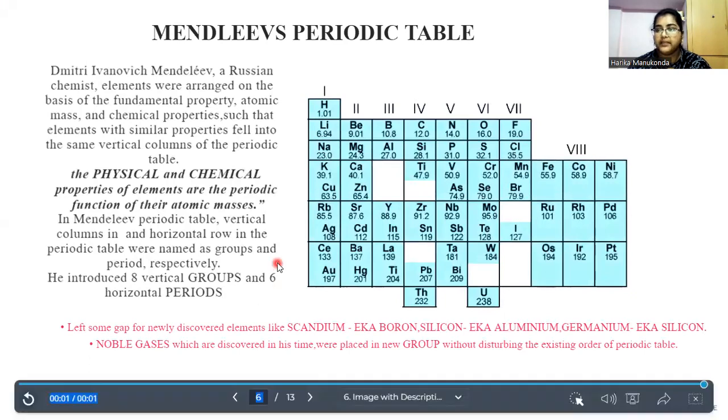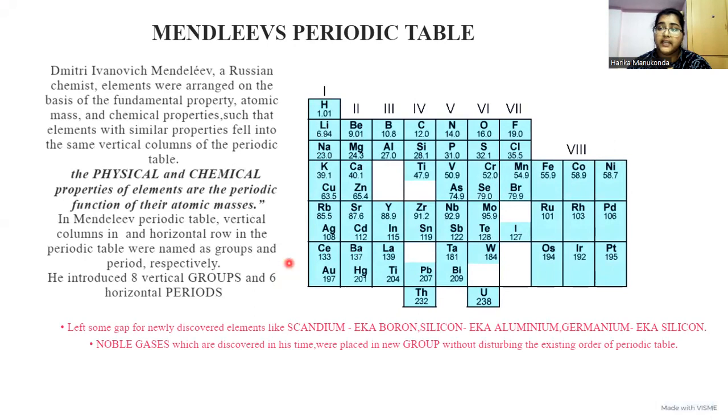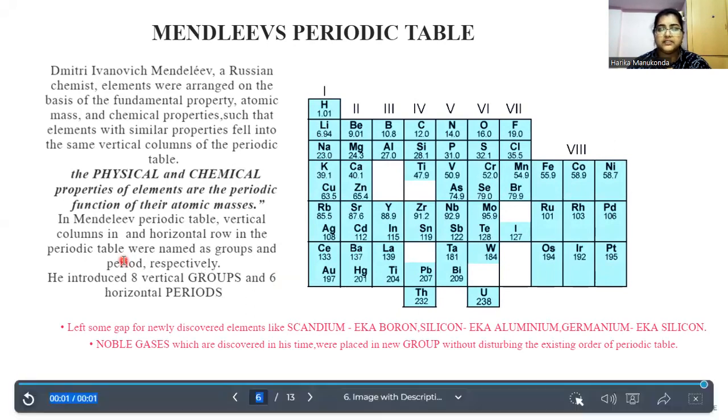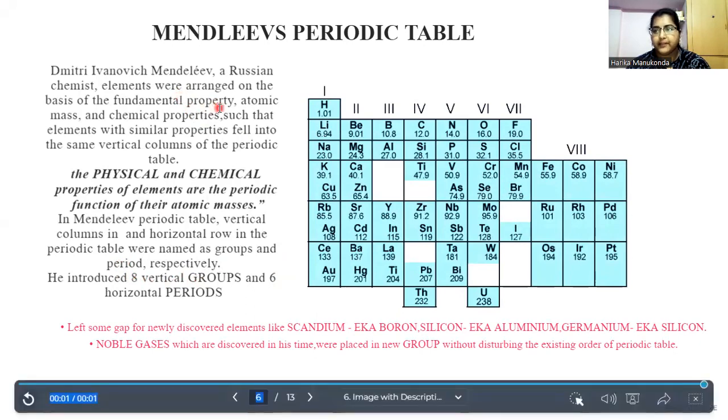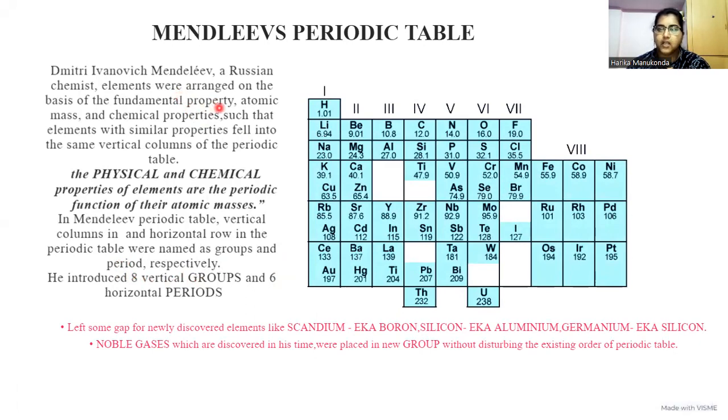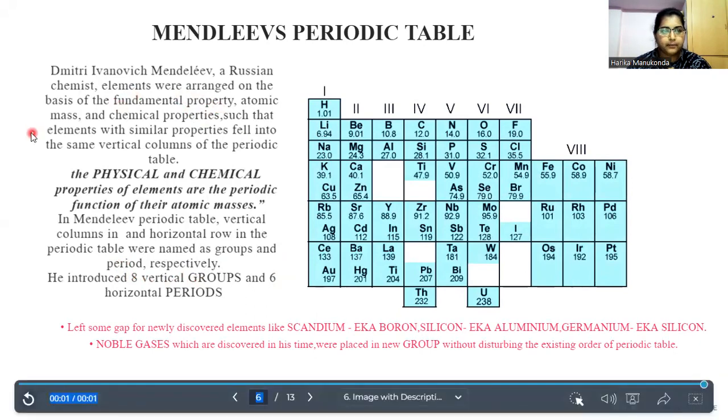This is Mendeleev's periodic table, which created the base structure for the modern periodic table. He is the first person to introduce the groups and periods which are there in the modern periodic table. Dmitri Ivanovich Mendeleev is a Russian chemist. He arranged the elements based on the fundamental property of atomic mass.